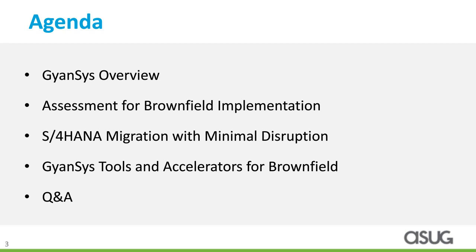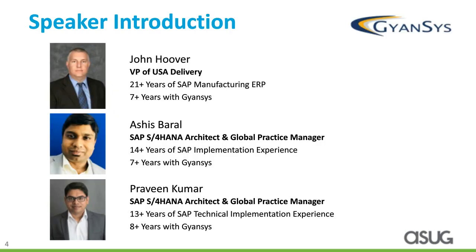So again, I'm John Hoover, VP of Delivery and Solution Architecture for the U.S. for GyanSys. And with me, I have Ashish Baral and Praveen Kumar, who I've worked with for many, many years here, who are head of our technical team and S4 architecture from a global practice point of view. So just a little bit about us, but I won't spend too much time on that.